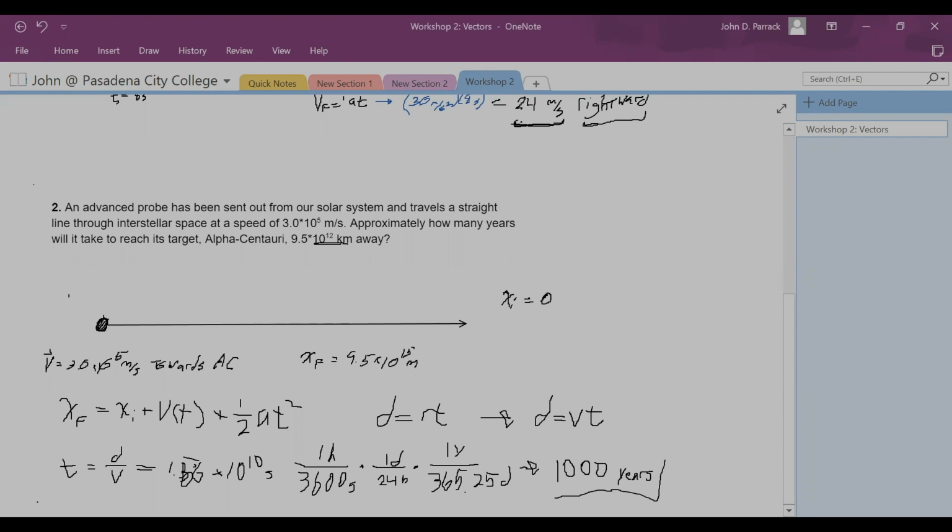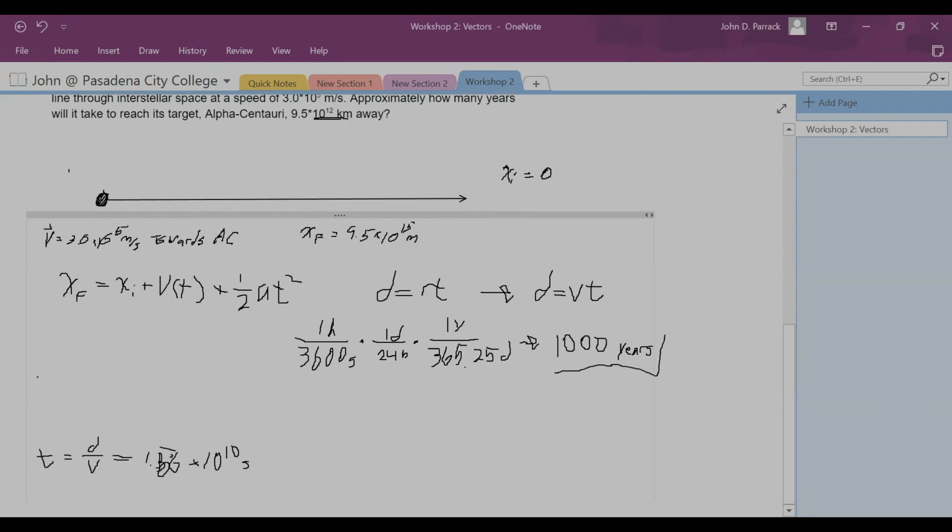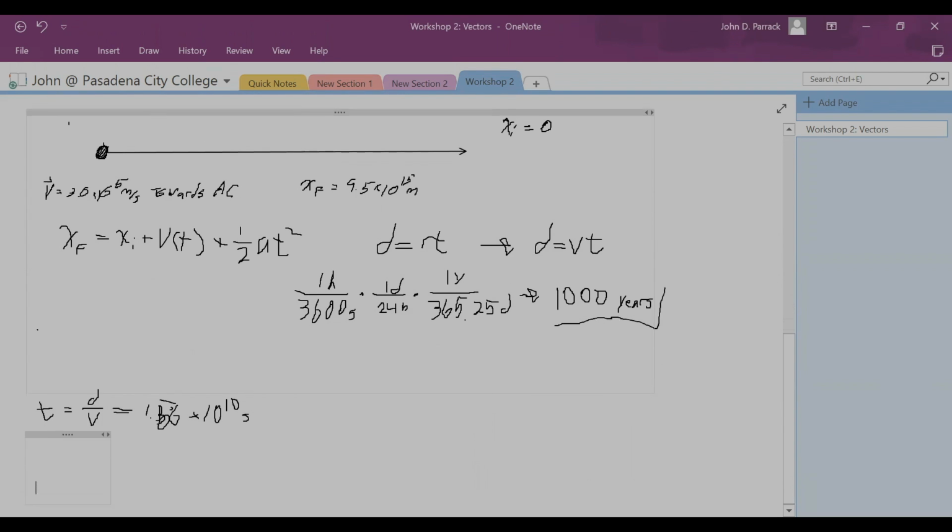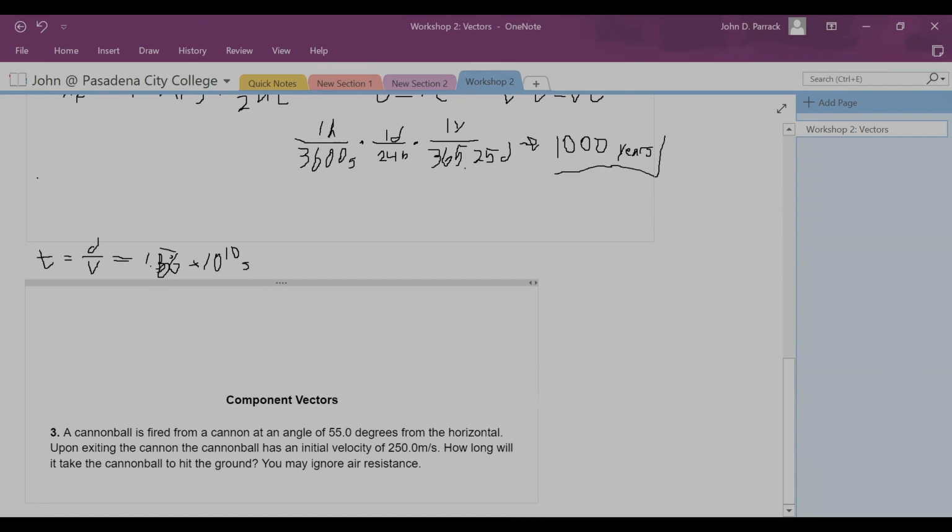Give myself once again some space. Okay, bringing that down. Don't want that. There we go. Okay, number 3.